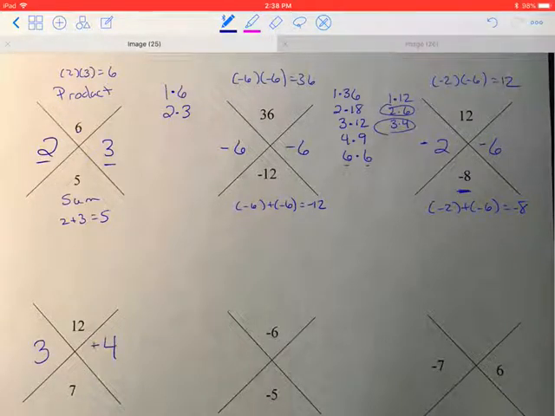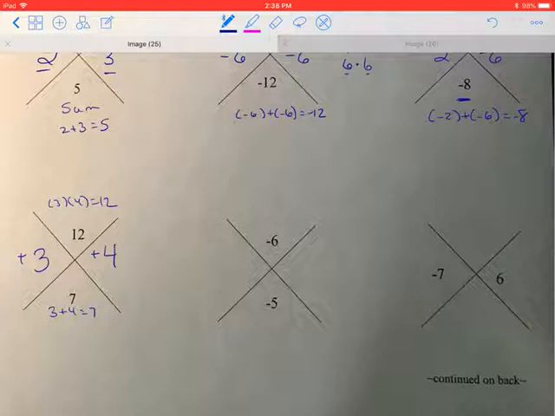And this time they're going to both be positive, right? Because that'll add to be 7. And it'll still multiply to be 12. So when everything's positive in your X, then that makes it a little bit easier. Now the next two are a little bit harder.